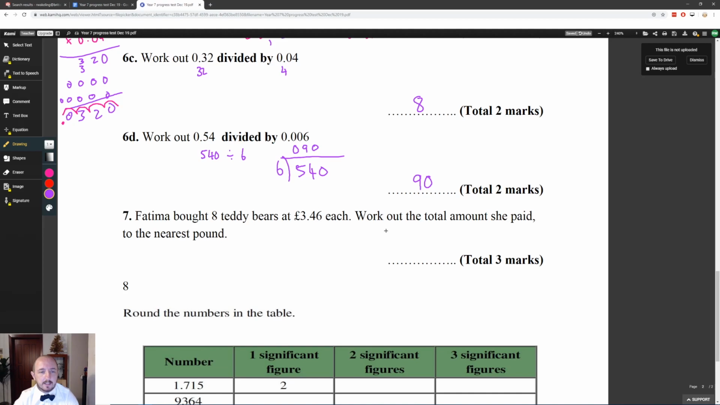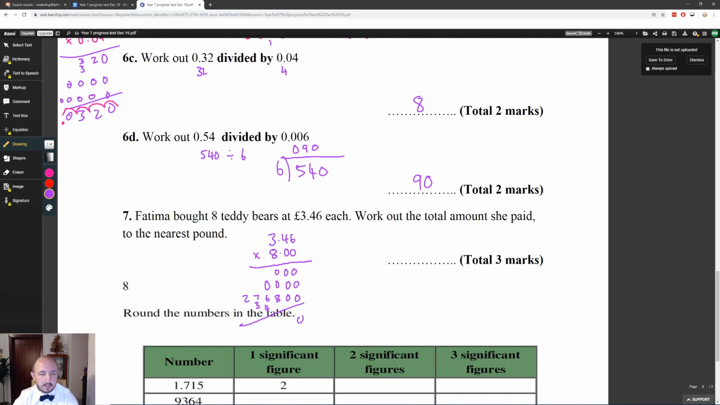Fatima bought 8 teddies at £3.46 each. So we're going to do 3.46 times 8. We're going to need some extra digits in here to match those up. And then we can do 0, 0, 0, leave a 0, and then we're doing 0 times 6, 0 times 4, 0 times 3. And then we leave 2 zeros, and we have 8 times 6, which is 48. 8 times 4 is 32, plus 4 is 36. And 8 times 3 is 24, plus the 3 is 27.